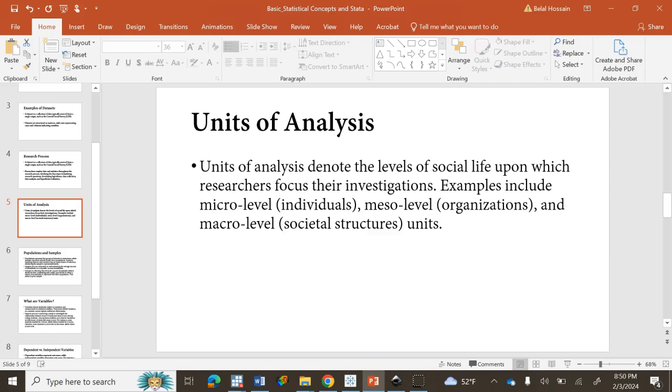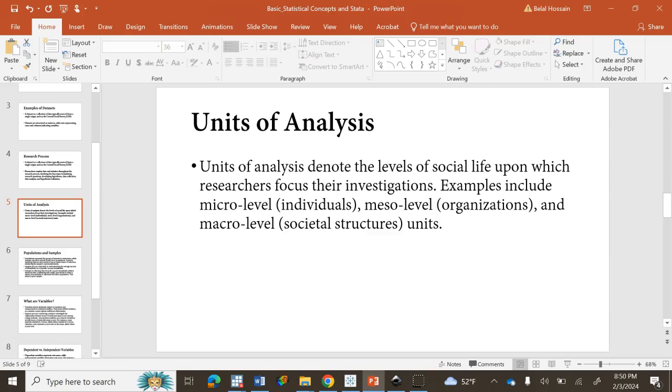Now, units of analysis. Units of analysis denote the levels of social life upon which researchers focus their investigations. So examples include micro level individuals. That is the information about the individual. So you collect the information about individuals, their levels of income, for example. How many years of education have you completed? They give you the number, like 16 years of education. Then you collect their levels of income. How much do you earn per year? They earn, for example, $50,000 per year.